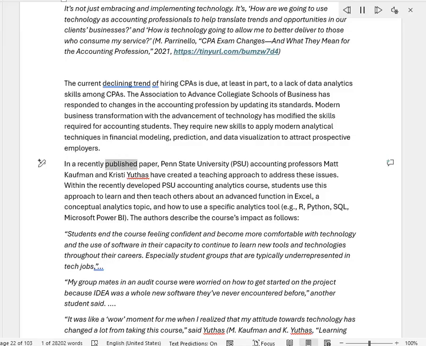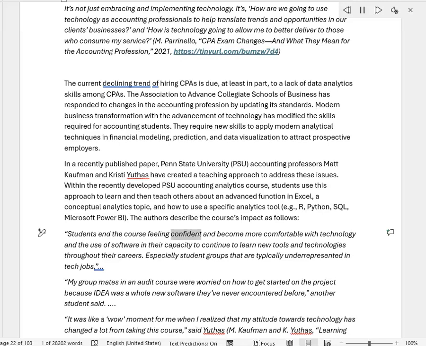In a recently published paper, Penn State University, PSU, accounting professors Matt Kaufman and Christy Yuthas have created a teaching approach to address these issues. Within the recently developed PSU Accounting Analytics course, students use this approach to learn and then teach others about an advanced function in Excel, a conceptual analytics topic, and how to use a specific analytics tool. Examples are Python, SQL, Microsoft Power BI. The authors describe the course's impact as follows.